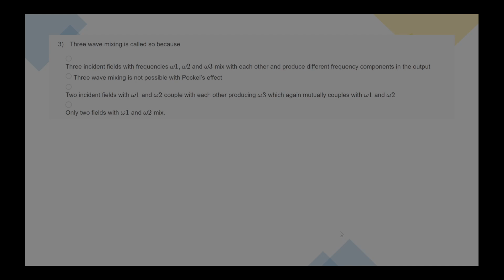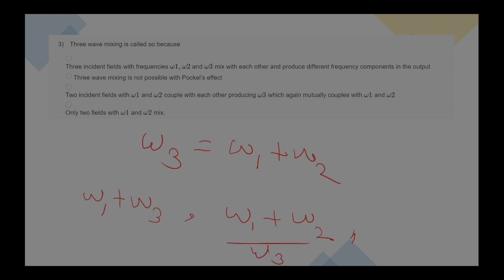Then the next question. I think this question was quite easy. Two waves, and after that what is happening? Wave 1 plus wave omega 3 is happening. Then this is coupling. This is omega 3. Like this, three wave mixing is happening.